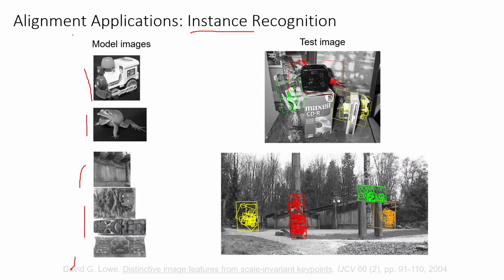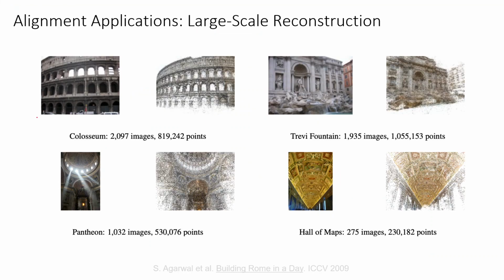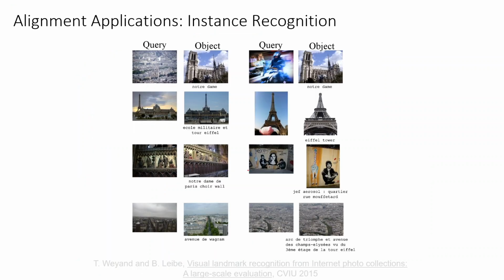For example, if you take the toy car here, we can see that the points that are on the toy car align with the toy car in the full image with a certain transformation. So same in regard to these totem pole images. Yeah. And then instance recognition.